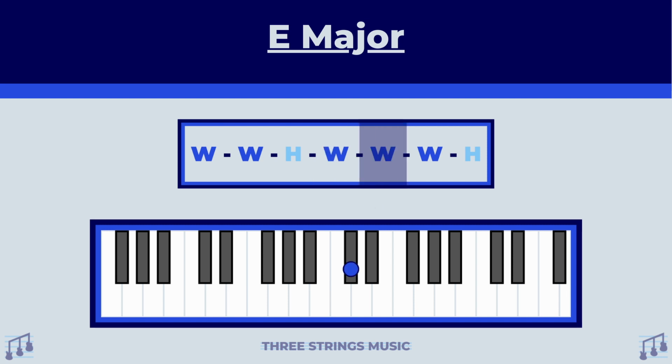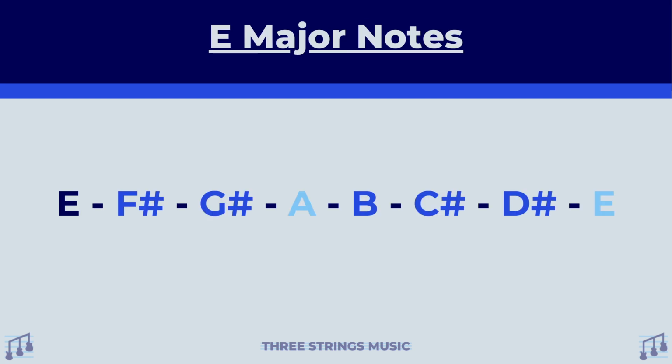One more whole step, we go from C sharp, skipping over the white key, D, to get to the very next key, which is D sharp. And finally, the last part of this scale calls for one more half step, so we go to the very next key from D sharp up to E. And there you go. That's the E major scale.